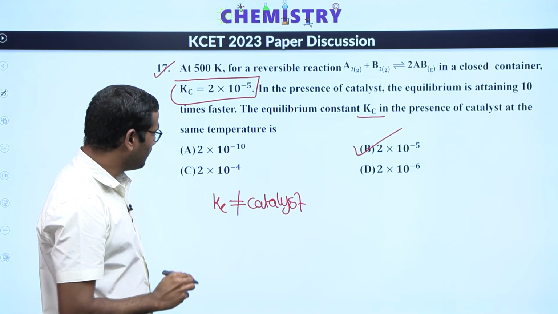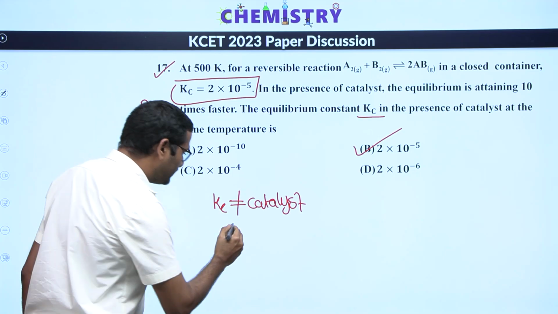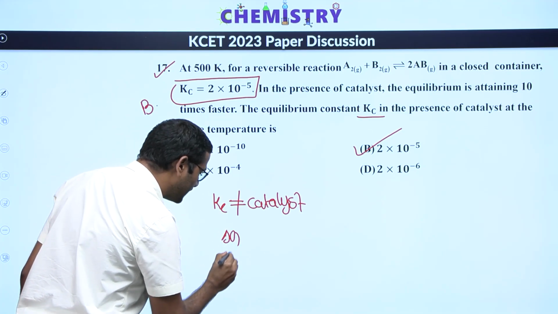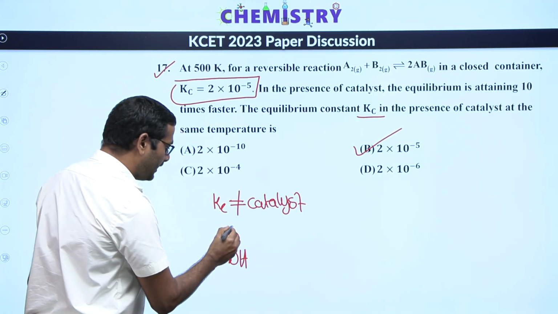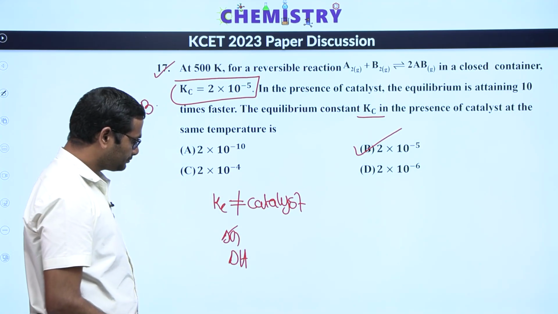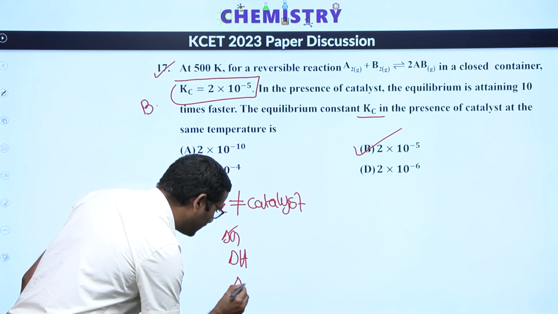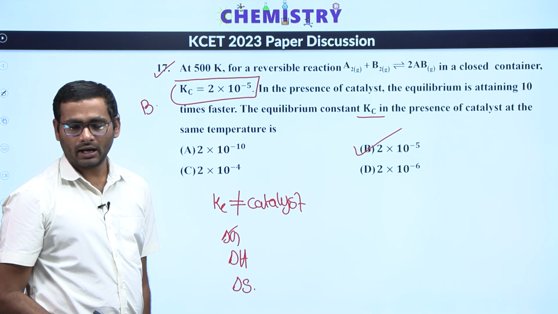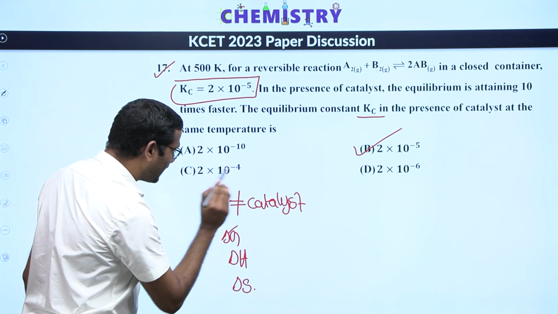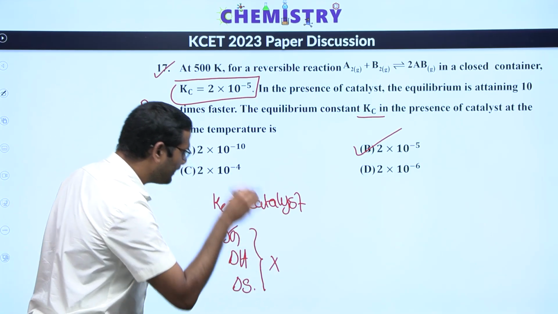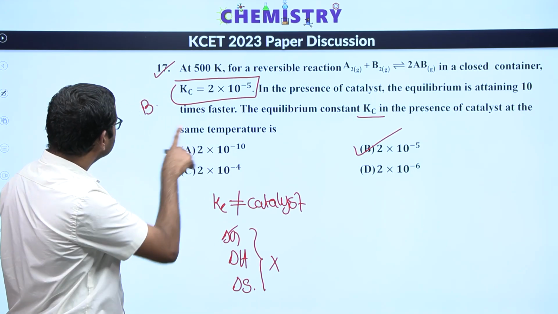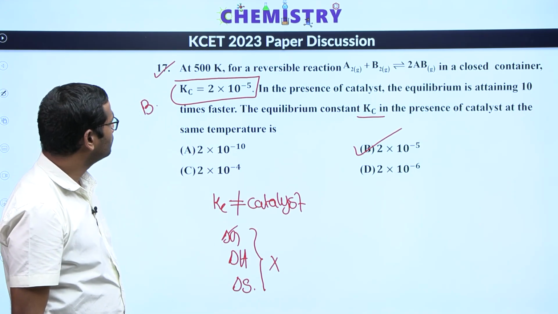It is not only the equilibrium constant. Now this catalyst will not affect the Gibbs energy, will not affect the enthalpy, it will not affect even the entropy also. These 4 parameters the catalyst cannot influence. So the 17th answer is B.